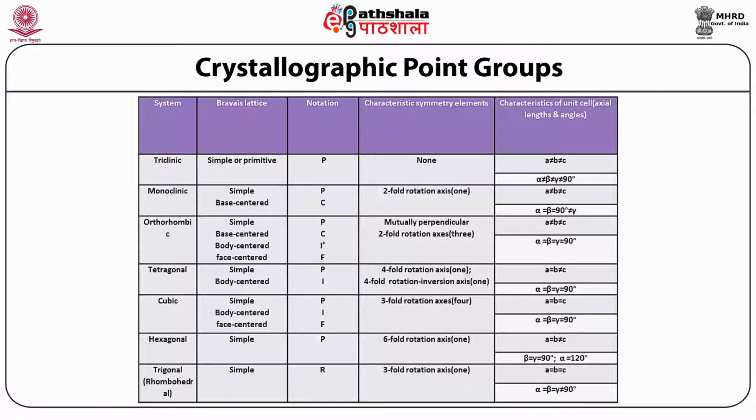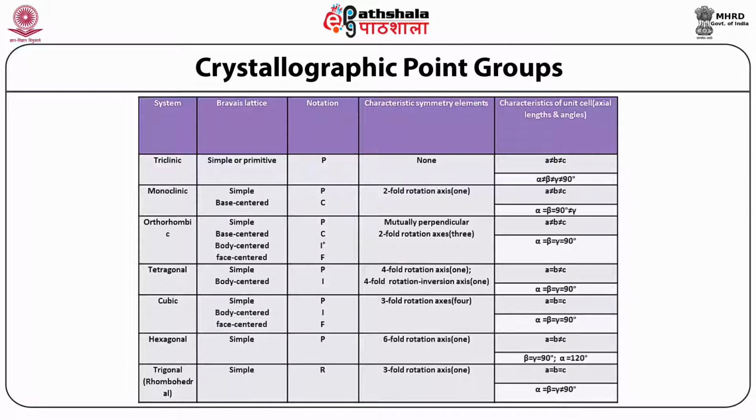Now in the first column we show the system. The triclinic system. The Bravais lattice is simple or primitive. Its notation is represented by capital P. The characteristic symmetry elements are none. The characteristics of unit cell, that is the axial lengths and angles: the axial lengths are a is not equal to b is not equal to c, and the axial angles alpha is not equal to beta is not equal to gamma is not equal to 90 degrees.